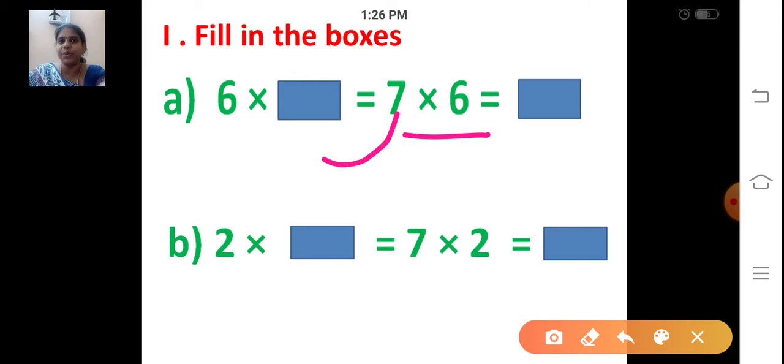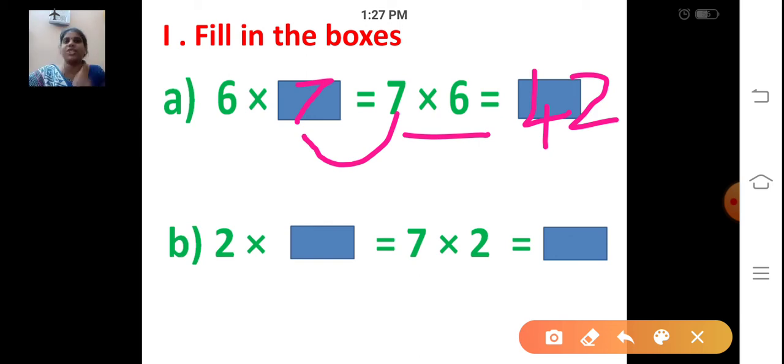6 into 7. So 6 sevens are, what will be the answer? 6 sevens are? Yes, 42. 6 sevens are 42, or 7 sixes are also 42. So first sum is 6 into dash is equal to 7 into 6.